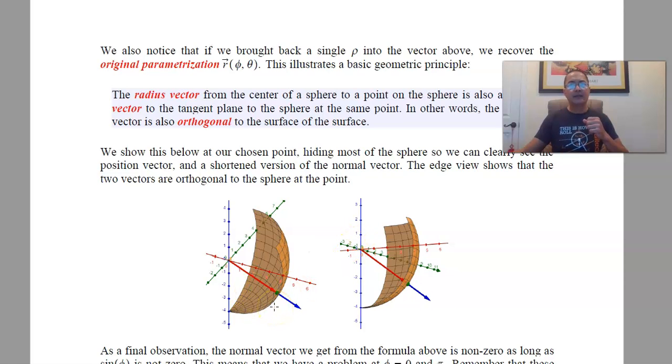That's what it looks like. I removed most of the sphere so that we can see the position vector, and I shrank the normal vector just a little bit. This is a general principle from geometry: the normal vector to a point on the sphere is parallel to the radial vector from the center of the sphere. In other words, if you draw the radius from the center to the sphere and just keep going, what you get is a normal vector to the sphere at that point.